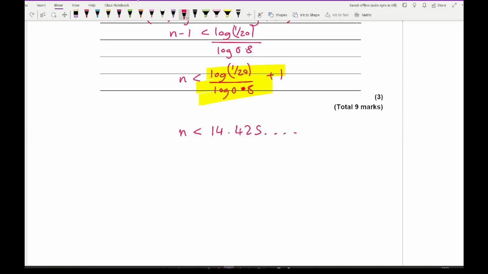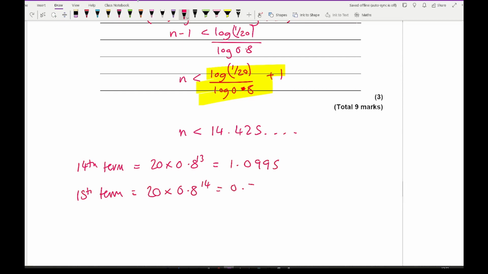And then if I type all of this into my calculator, I get a value of n greater than 14.425 and so on. Now here the 14th term, if I type it in, is 20 times 0.8 to the power of 13, and that equals 1.0995. And then if I work out the 15th term, that's going to be 20 times 0.8 to the power of 14, and that equals 0.8796. So as you can see, this is the first term that's less than 1. So here we know that n equals 15, and there we go, that is our final answer to our final question.